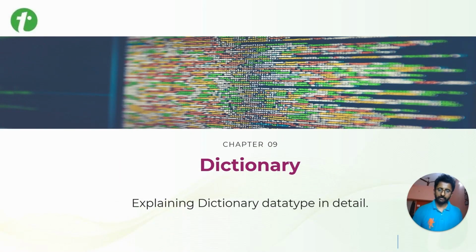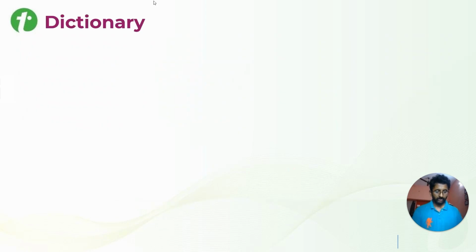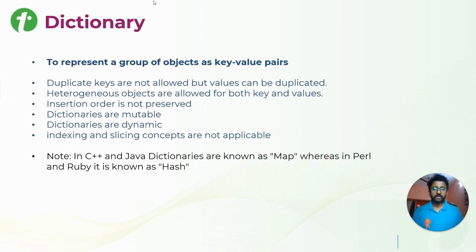Hello everyone, welcome to chapter 9, that is dictionaries. I will be explaining the dictionary data types in detail. So basically, to represent a group of objects as a key value pair, we are using dictionaries.